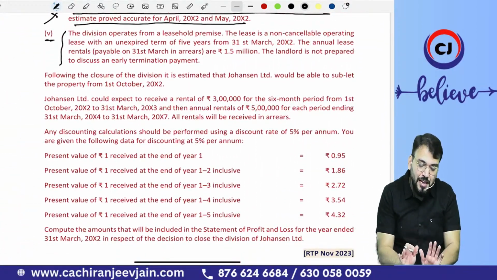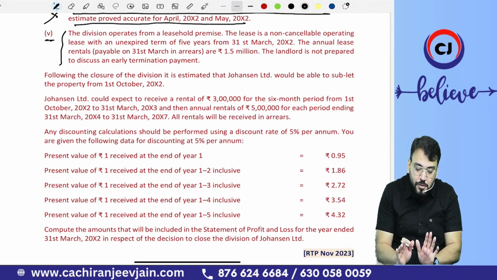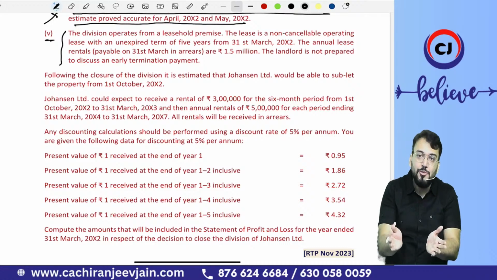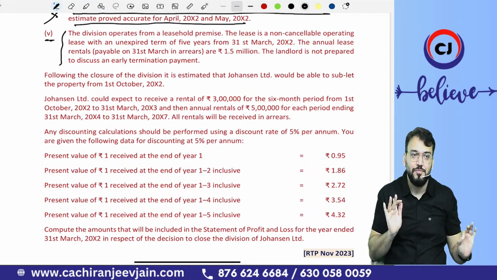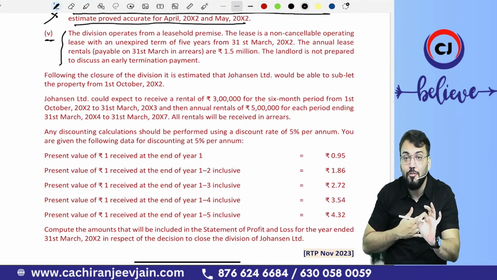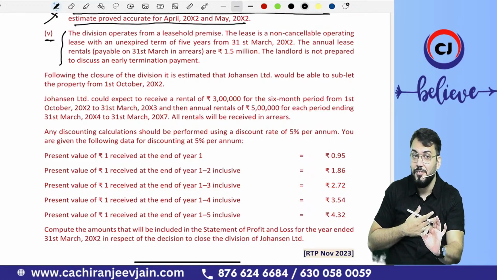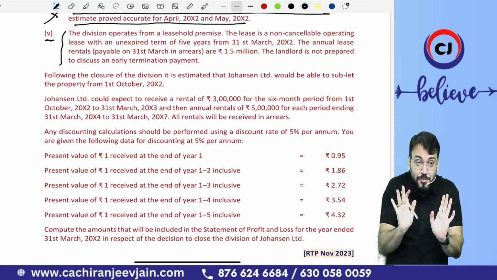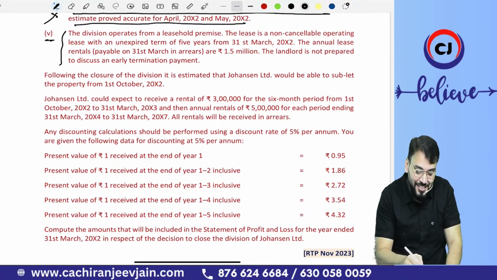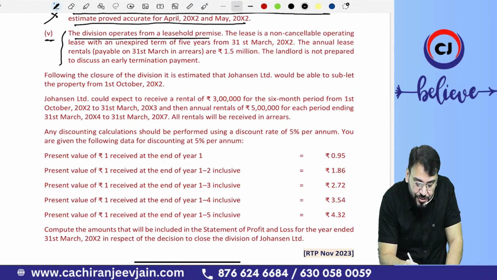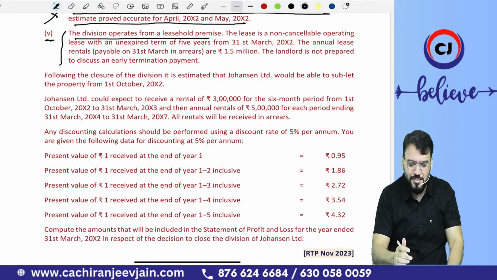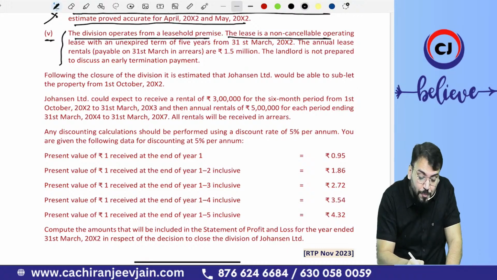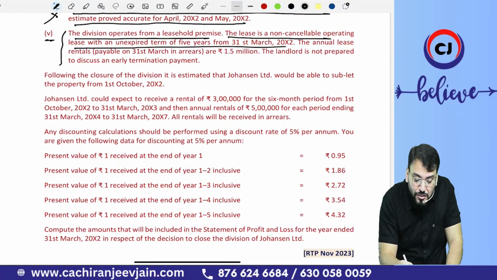Last point. Read. First, I will ask you how you will react in the given circumstances, and 99% your answer will be correct as per the ICAI solution. Let's see. I have confidence that you will give me the correct answer. Understood? So be with me, don't prove me wrong. The division operates from leasehold premises. Okay, sir. Now you know leases, AS 19, a little bit. The lease is a non-cancellable operating lease with an unexpired term of 5 years from 31st March 2002.